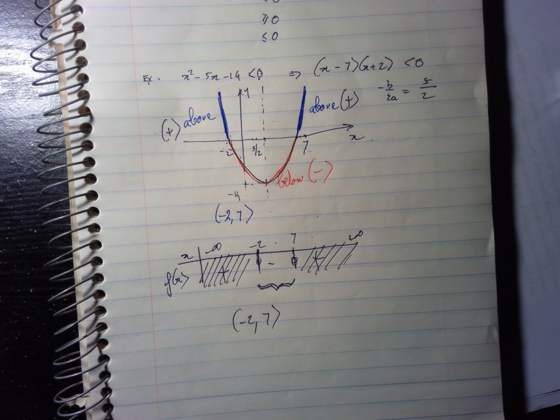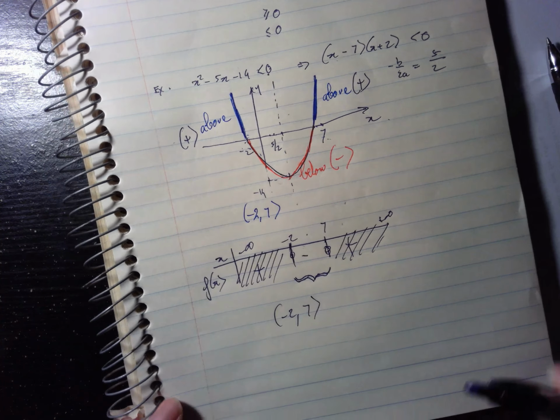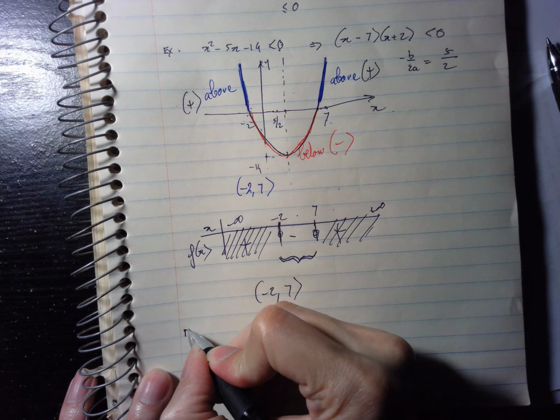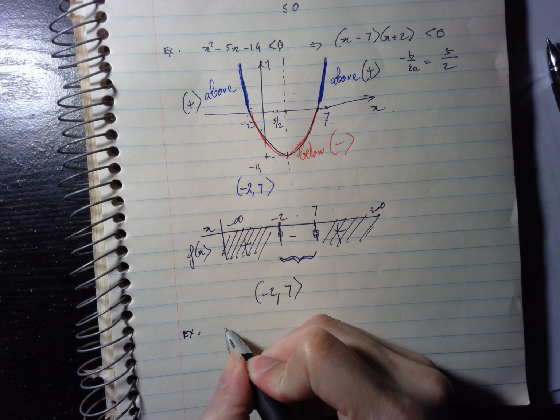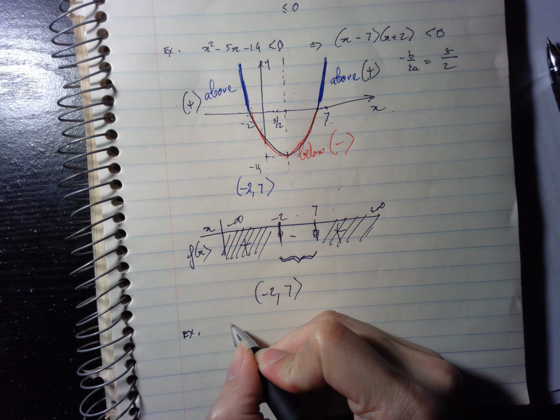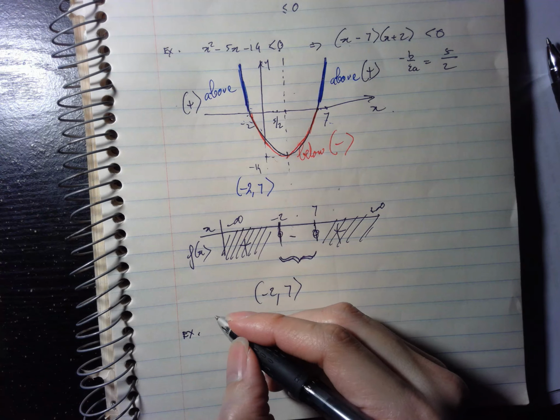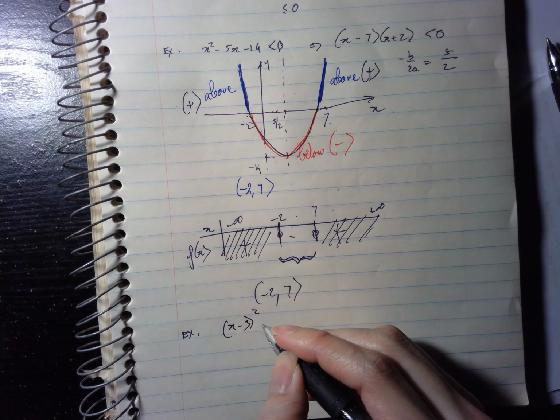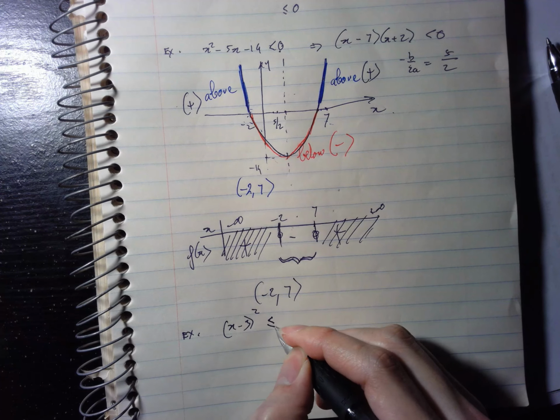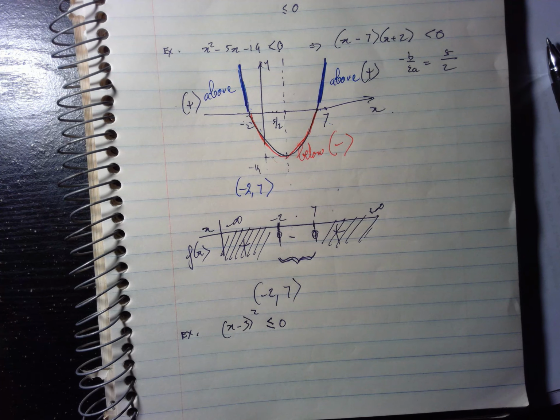Let's do another example anyway. I think there's a very good example right here. We have the inequality (x - 3)² less than 0. This is a perfect square. You see that? The square is always positive. We don't have negative.